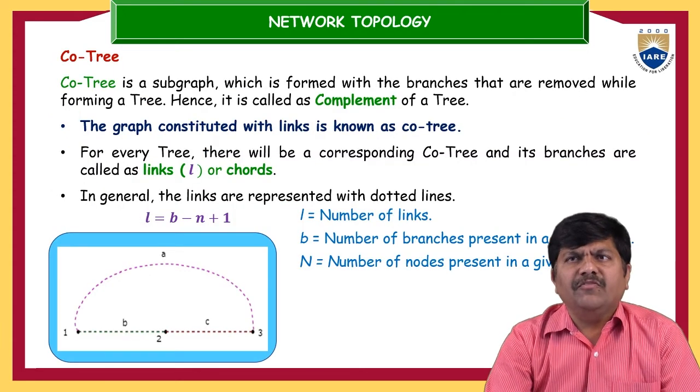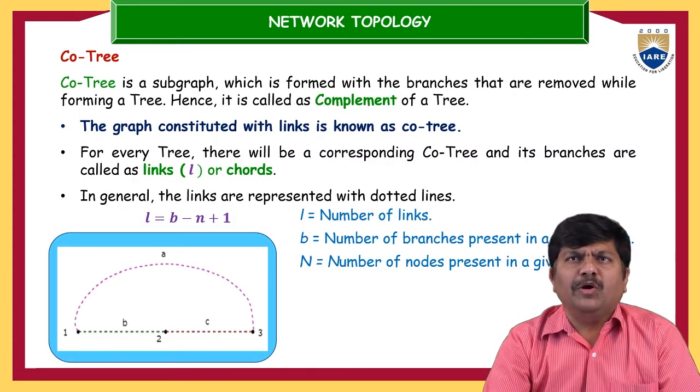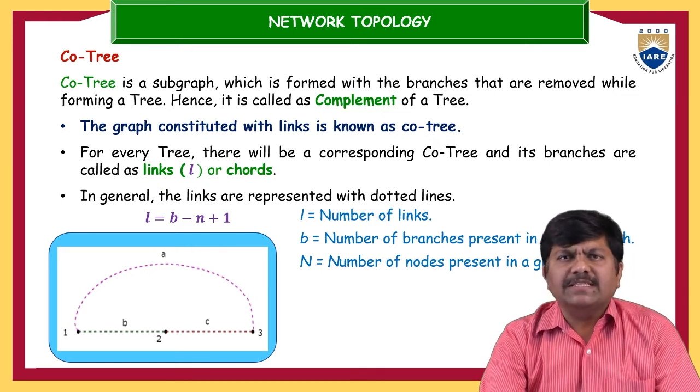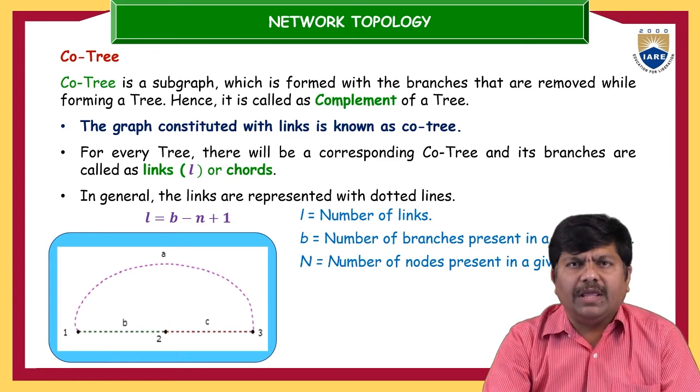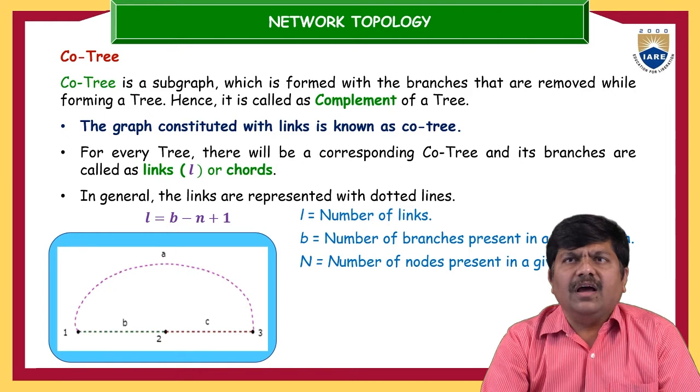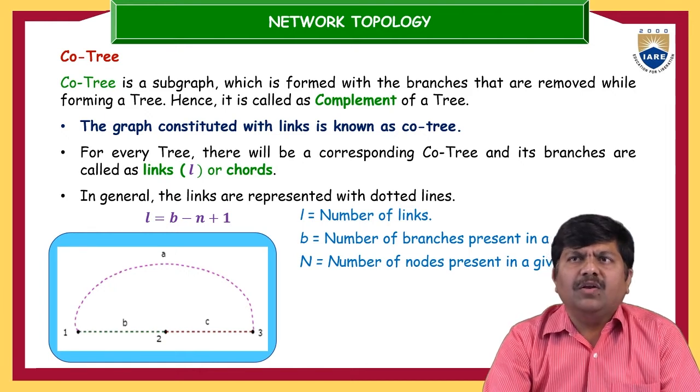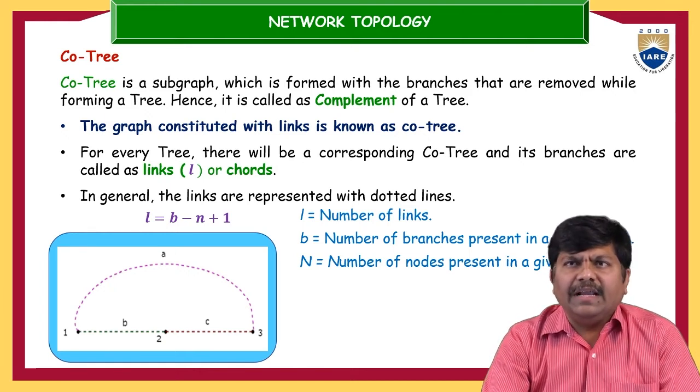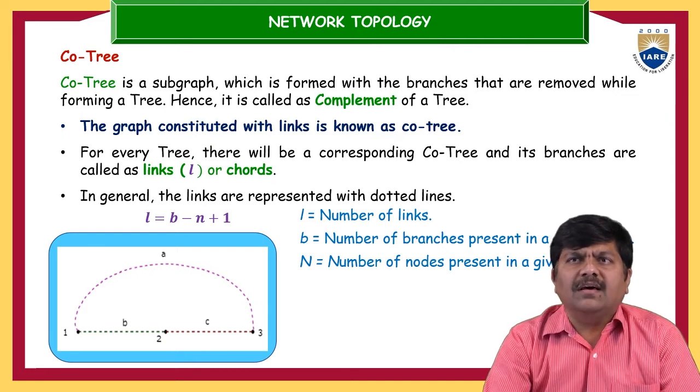In addition to this, we should remember a few more important points. The co-tree is a subgraph which is formed with the branches that are removed while forming a tree. Hence it is called a complement of a tree. Just now we have discussed, if tree and co-tree are added, finally you can see one complete graph. The graph is constituted with links known as the co-tree. For every tree, there will be a corresponding co-tree, and its branches are called links or chords. All these things we have discussed.